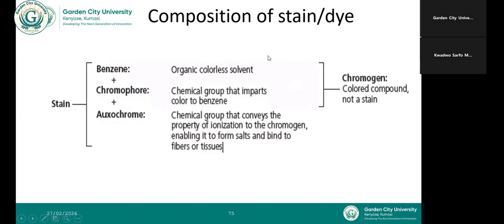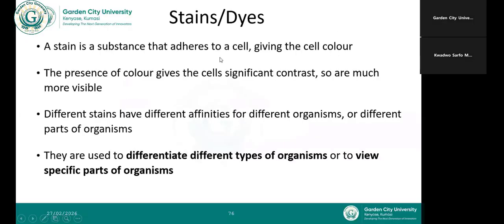And this can be used to stain the cells and the tissues, and then impart color. You can distinguish them from the background and then use it for your diagnostic or research purpose. And then you can differentiate different types of organisms based on the colors that they exhibit. You can also look at different parts of the organism if you are using a powerful microscope.